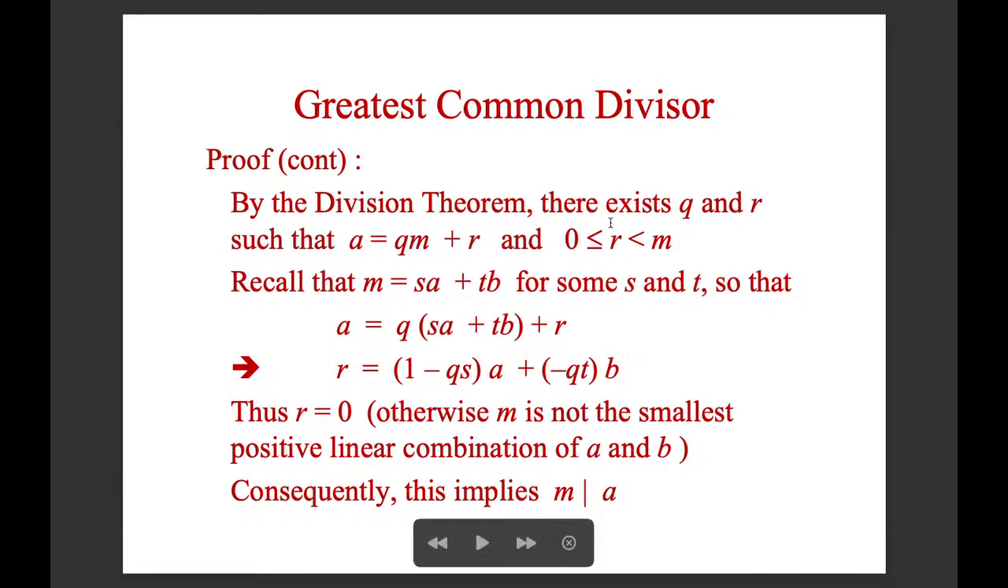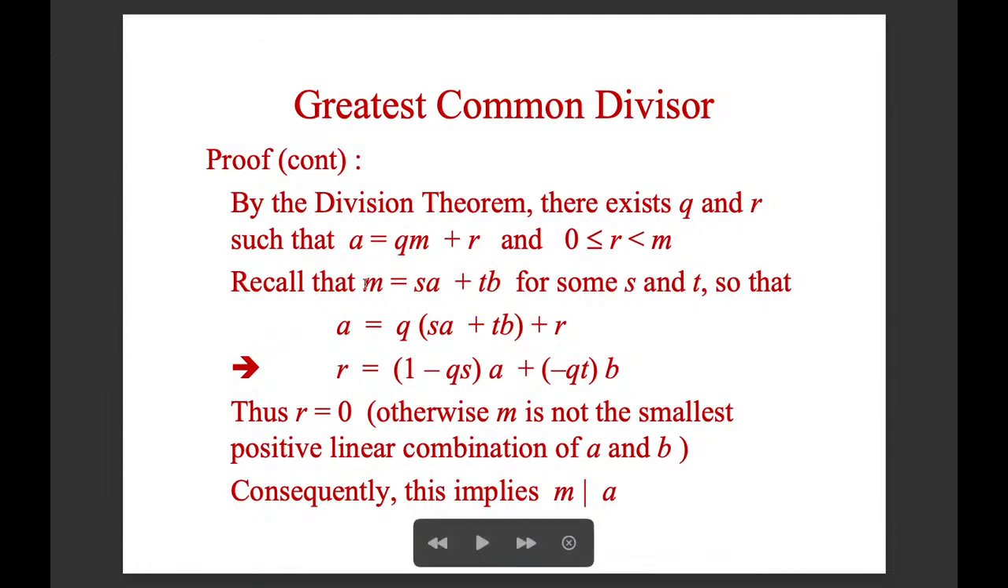We are using the division theorem to help us. We don't know whether m divides a or not, so let's try to divide a by m and see what will happen. So a can always be written as some quotient q times m plus r. This is about dividing by m. So this r will be in between 0 and m. r can be equal to 0, but r must be less than m.